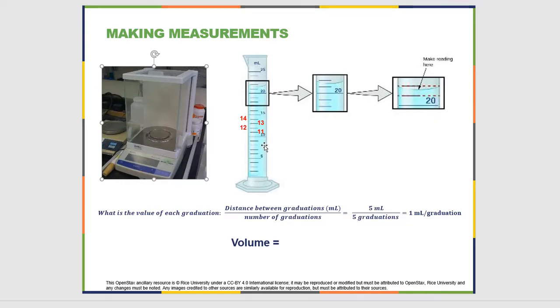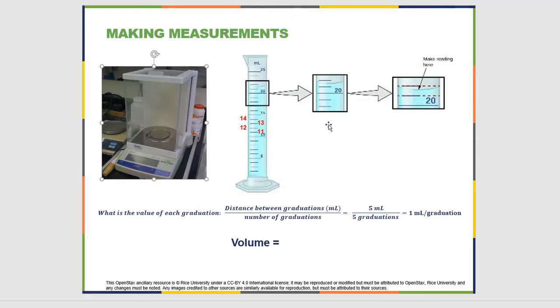How many graduations are there? 1, 2, 3, 4, 5. 5 milliliters divided by 5 graduations equals 1 milliliter per graduation, meaning this is 11, 12, 13, 14, 15. Or up here, 21, 22. So the volume is between 21 and 22 milliliters.